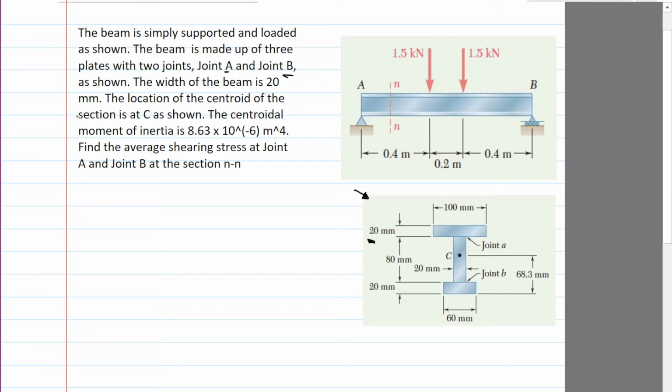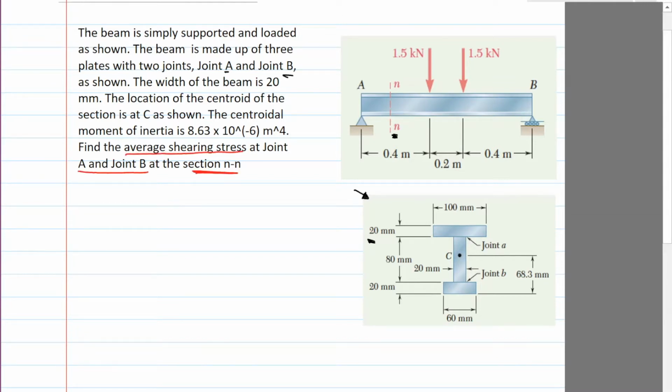And the location center of the section is at C. So the center is given. The moment of inertia is also given. Find the average shearing stress at joint A and joint B at section NN.